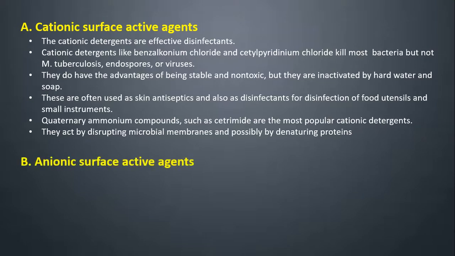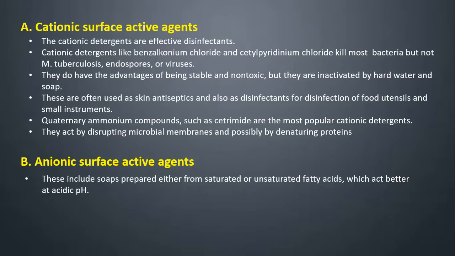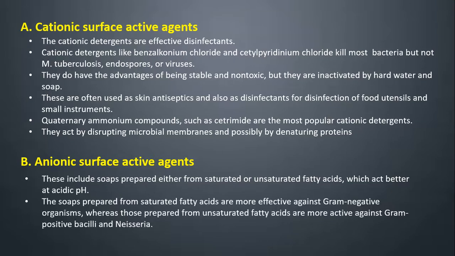Anionic surface active agents. These include soaps prepared either from saturated or unsaturated fatty acids, which act better at acidic pH. The soaps prepared from saturated fatty acids are more effective against gram-negative organisms, whereas those prepared from unsaturated fatty acids are more active against gram-positive bacilli and Neisseria.